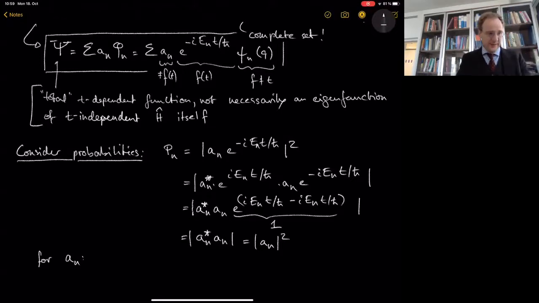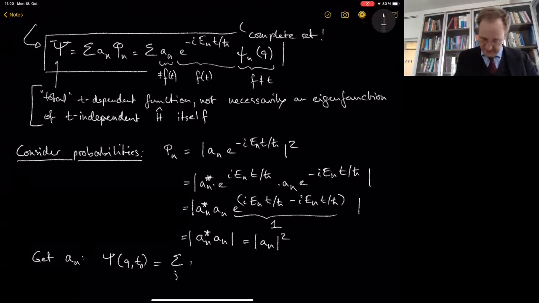So we consider this, right? And we say, let's write a_n, the coefficient. What is in this a_n? Right? So we get psi of q, t, and we put t0 because that's where we start, and then the Hamiltonian doesn't depend on time anymore. So it's the function at t0, and so we say now this is again simply our sum over the states j.